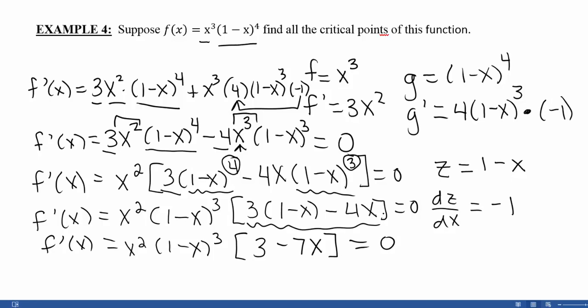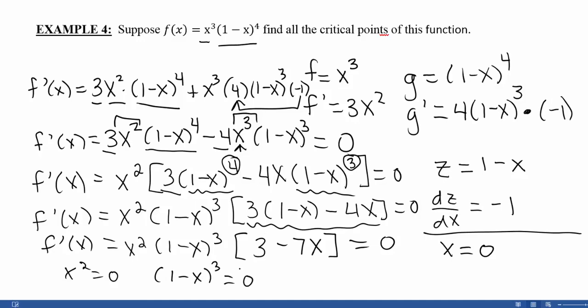So again, I have 3 things multiplied together. I need to set each one equal to 0 to see what my critical points are going to be. So the first term multiplied in is x squared. If x squared equals 0, that tells me that x equals 0. So that's my first critical point. Now here, if (1 minus x)^3 equals 0, I can see that x equals 1 would make that whole parenthesis 0. So x equals 1 is my second critical point.